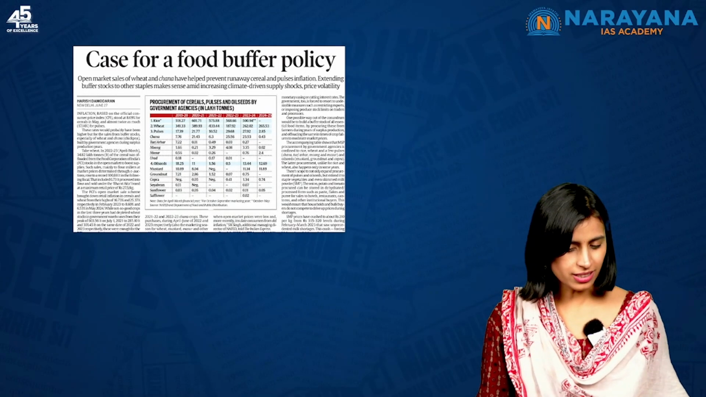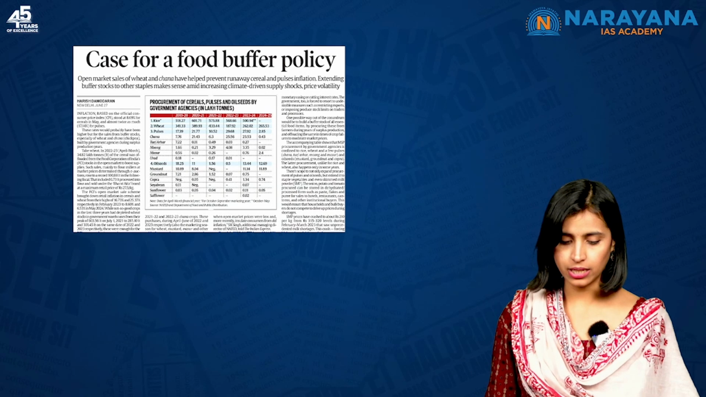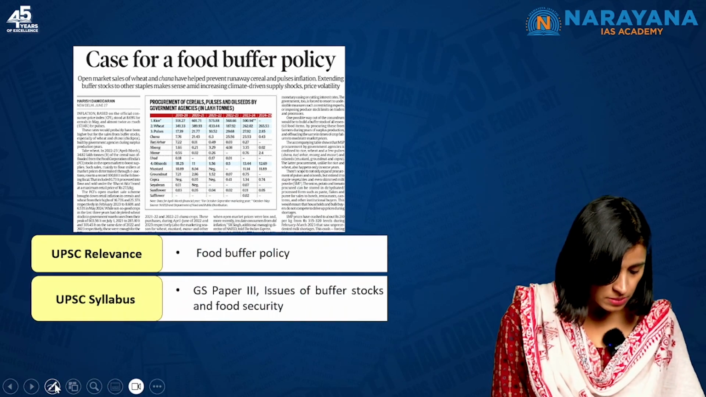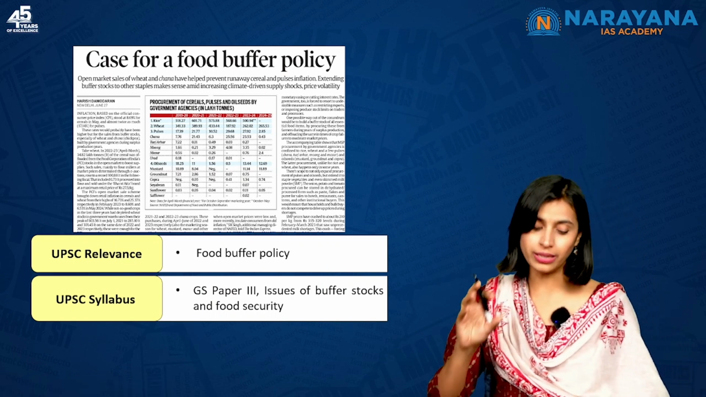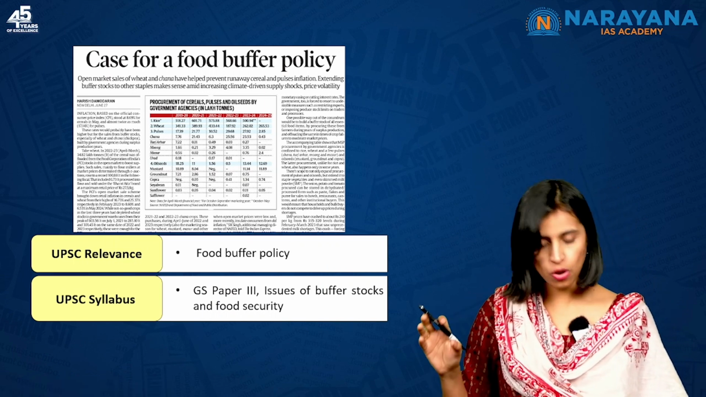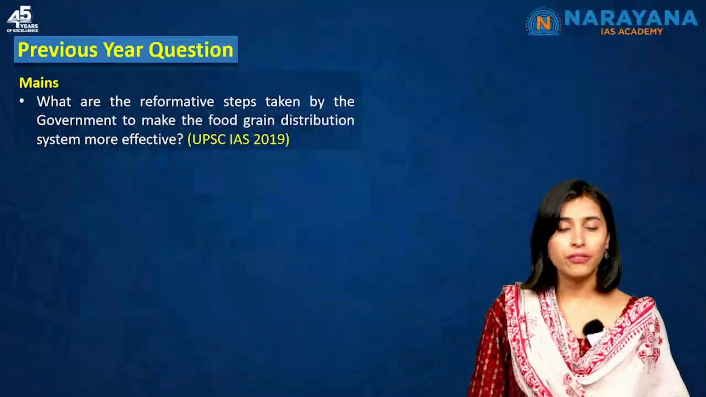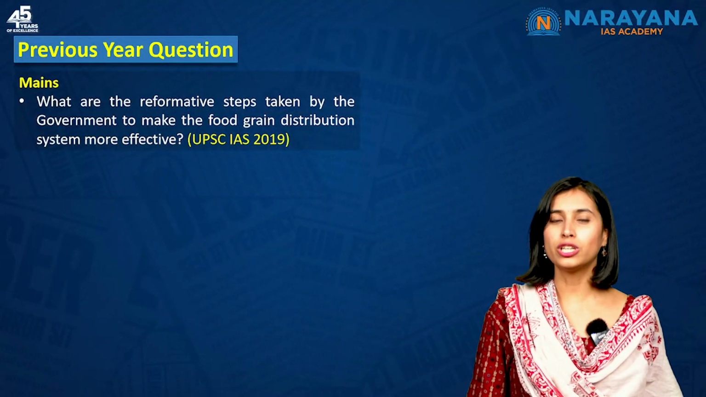Now, let's begin. So let's start with the first article, that is a case for the food buffer policy. This is important because this comes under GS paper 3 and is directly mentioned in the syllabus. If you read the syllabus, it's written over there: issues of buffer stock and food security. And for that reason, UPSC keeps on asking this question directly.